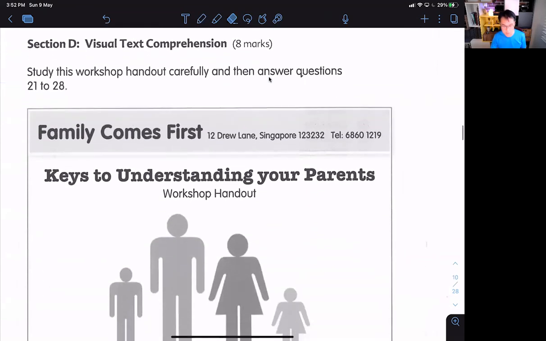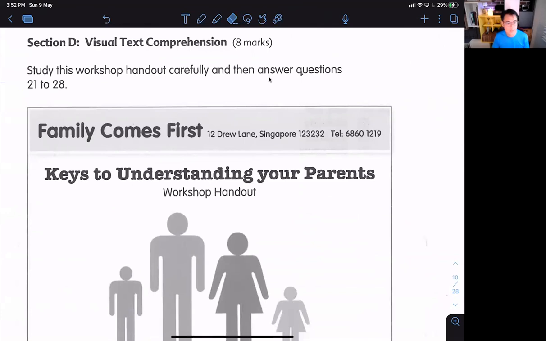This is visual text. So for visual text, please be very careful. Don't rush through it, and read what it is. In this case, this is a workshop handout. So this entire thing is a handout given to participants of a workshop. And I can see immediately that this is about family, right? So this is about family.